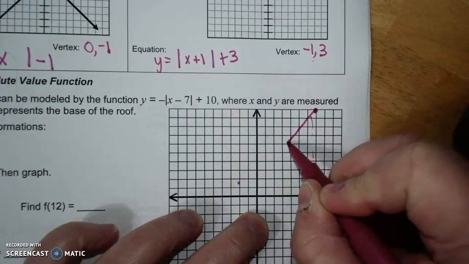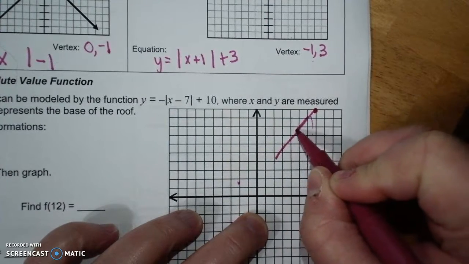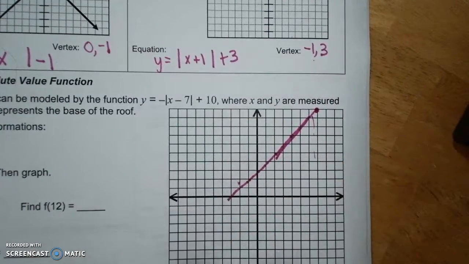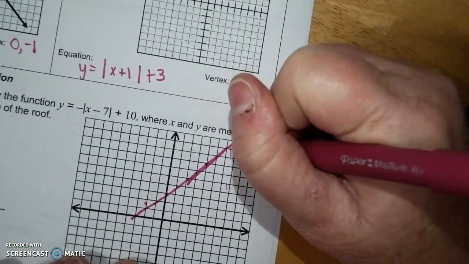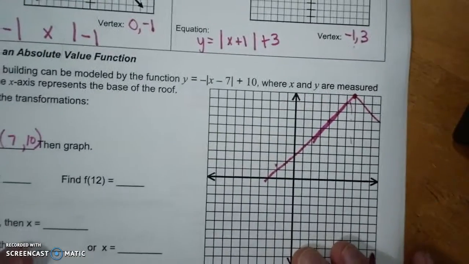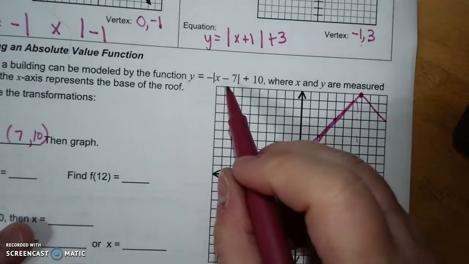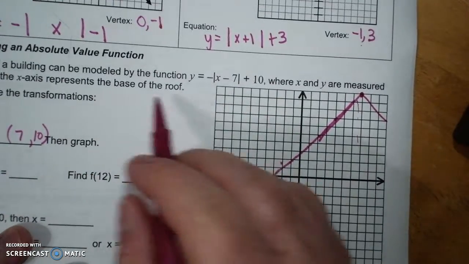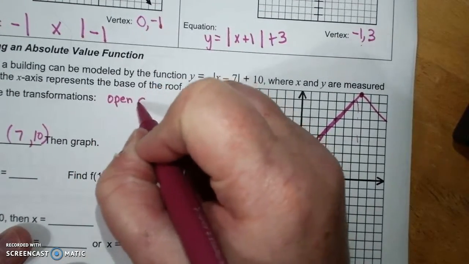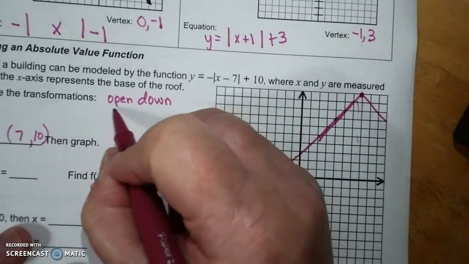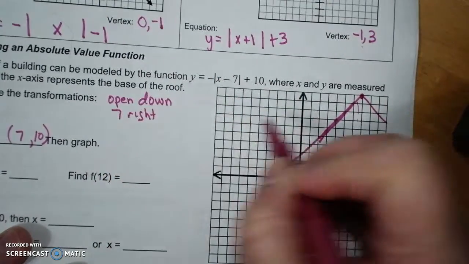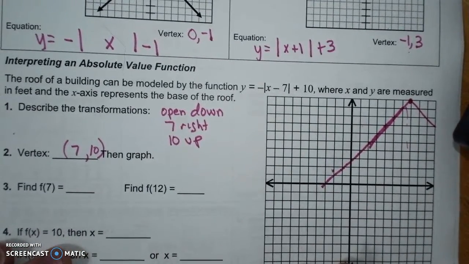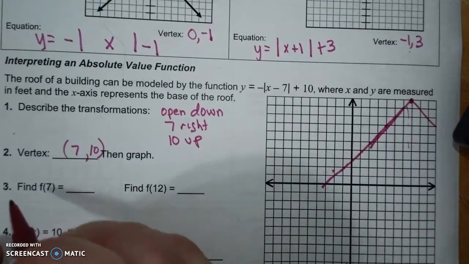And then it's going to come down the diagonals. Okay. And then it's symmetrical. And find f of 7, which means plug in the 7. So I'm going to say, describe the transformation. Opens down, 7 right, 10 up. Okay, find f of 7.